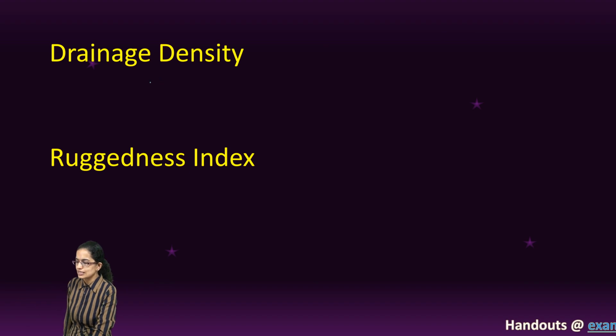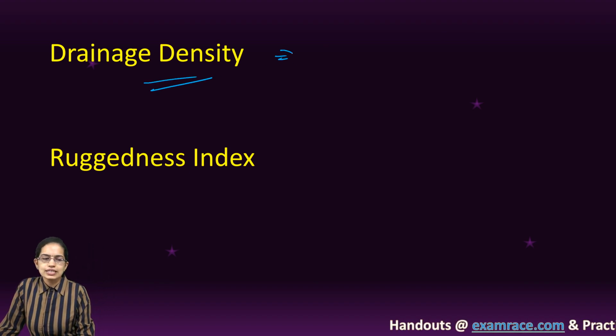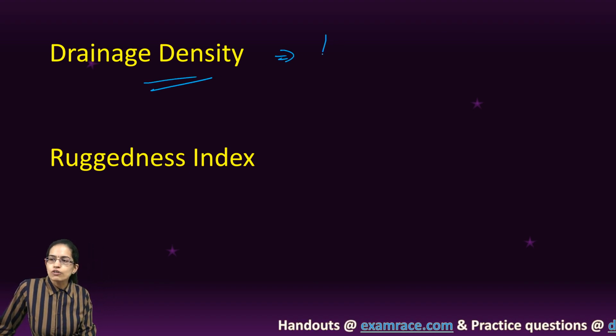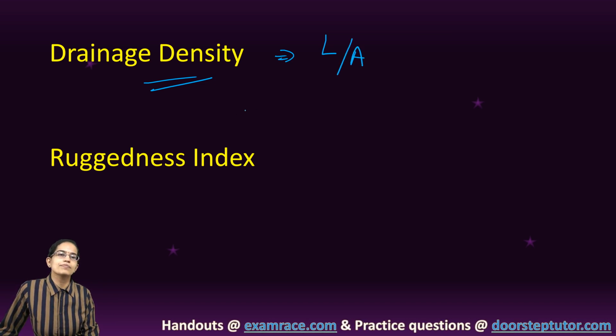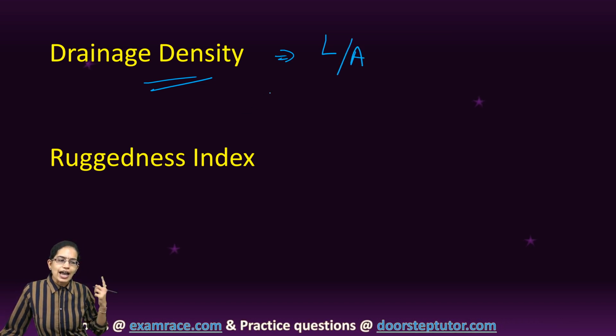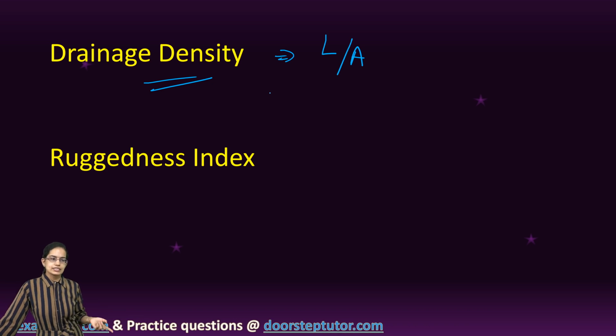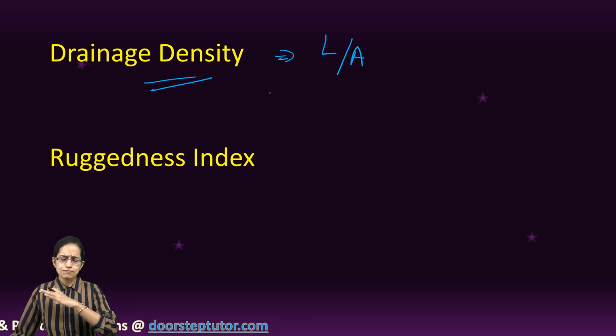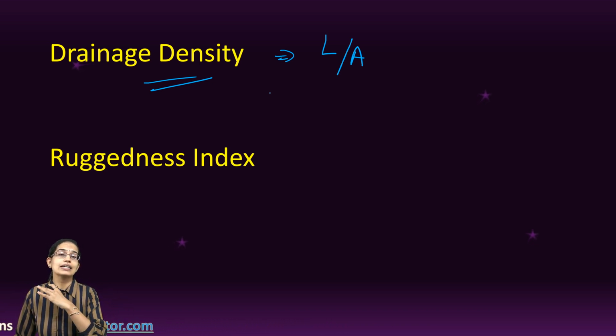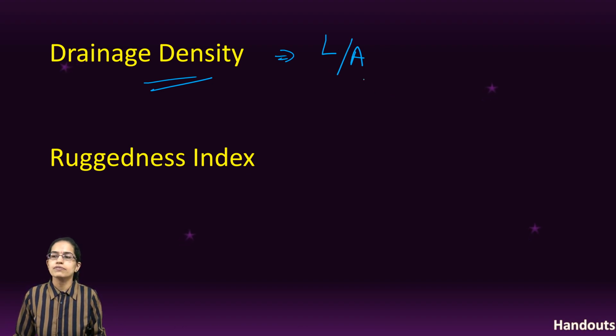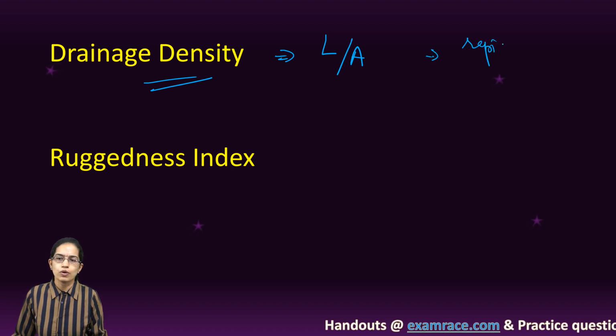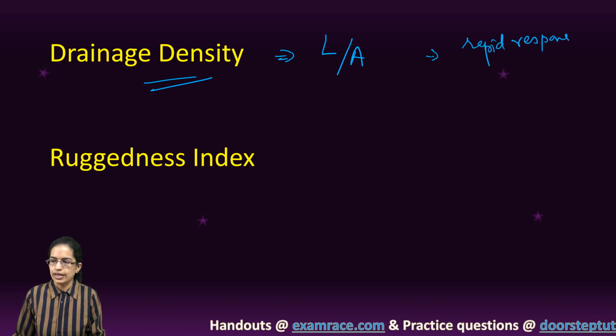The next is drainage density. Now drainage density talks about the length of streams of all order divided by the total area. Now higher value of drainage density indicates you have lots of stream and a rapid stream response. So it's the length of all the streams divided by the area, I repeat, and it talks about the rapid response of the stream that is there.